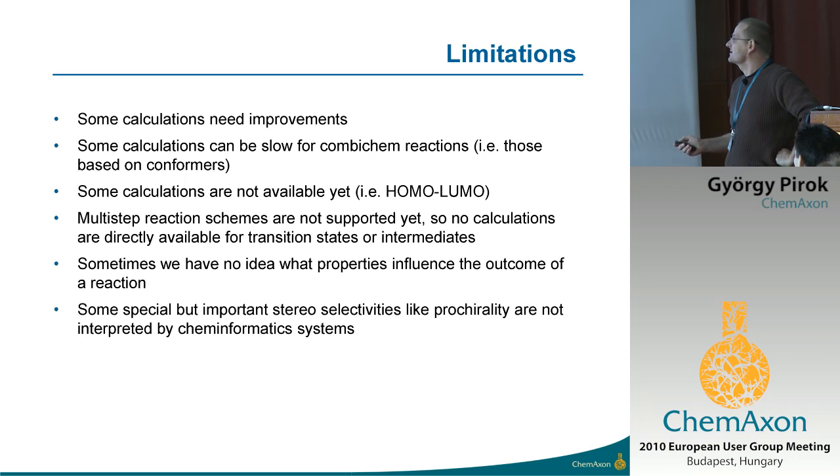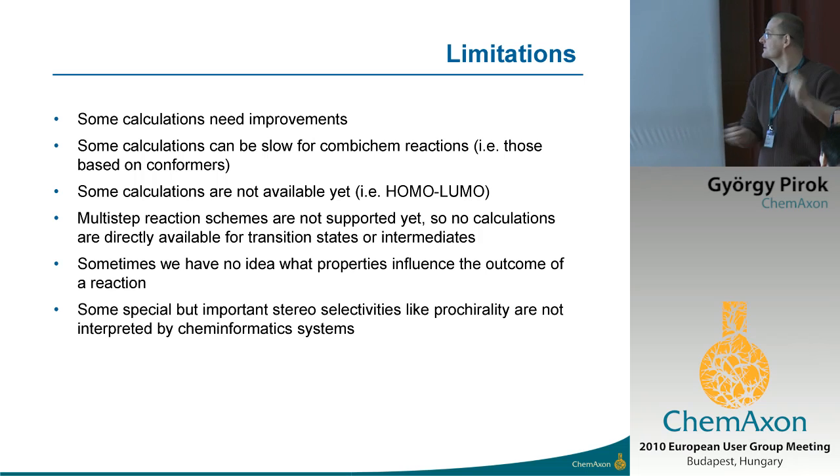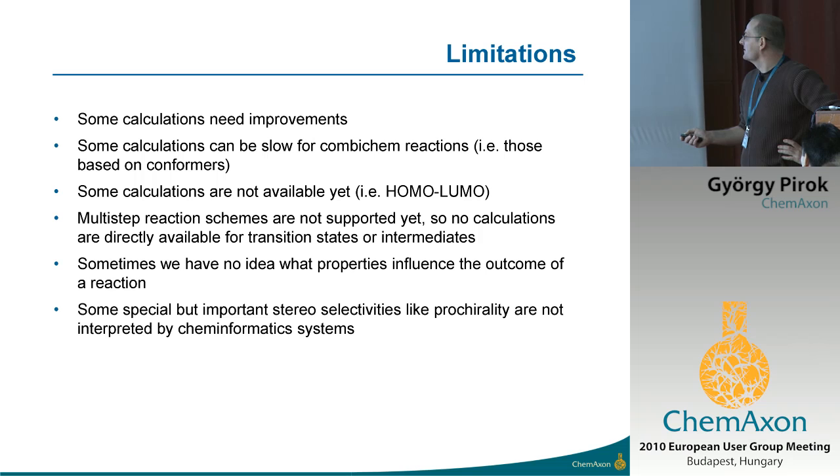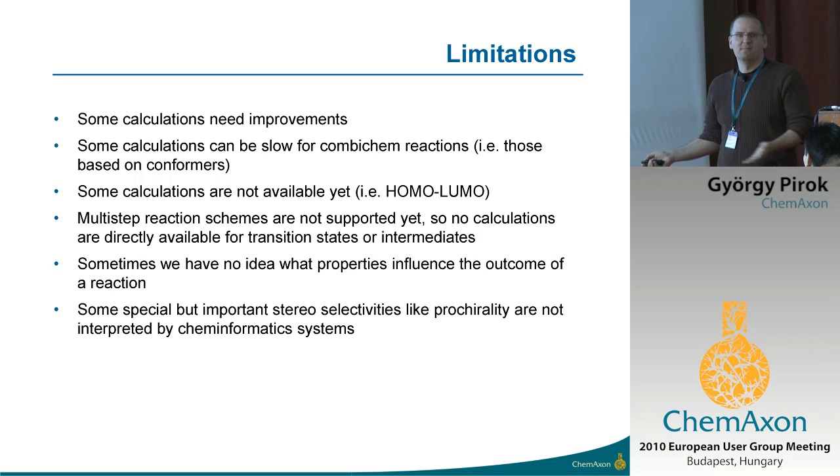Multi-step reaction schemas are not supported yet, so we cannot calculate the properties of the transition states. It's on our development pipeline. It's been there for years. It's always by the next release, but I still hope that we will have it soon. Sometimes we do not have an idea why that is the main product of a reaction. In that case, our reaction won't be selective, or we can play with the properties to figure it out, but sometimes it's a lack of any science. It's just a trial and error method.